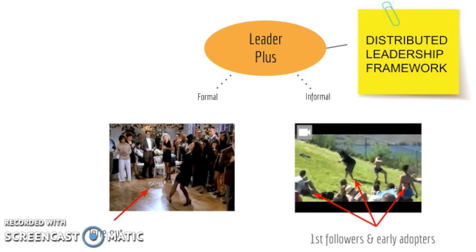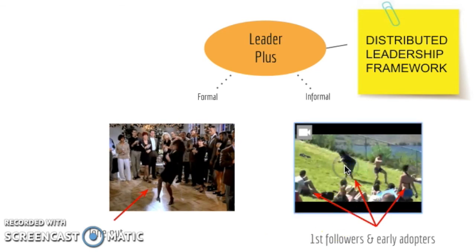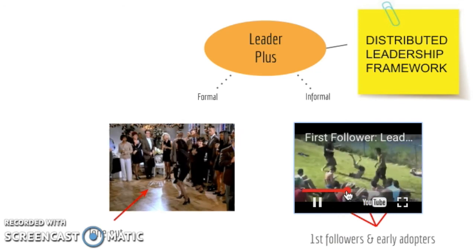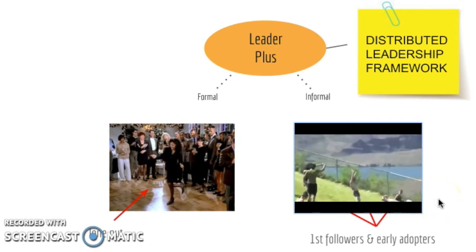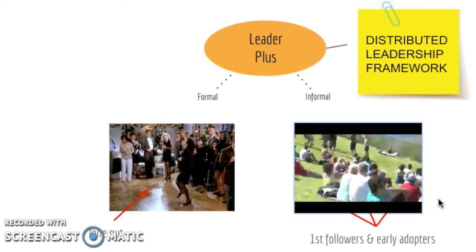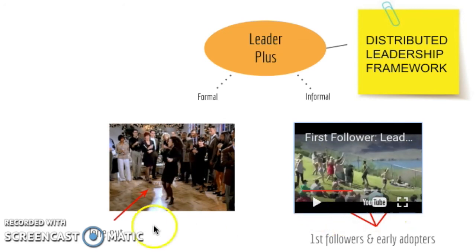movement. And it made me kind of think of the example that we had with the lone nut and then the first followers and early adopters. So the formal leaders are those lone nuts, and they are specifically identified as leaders in an organization. But those who are first followers and early adopters are the informal people who really make that change happen.